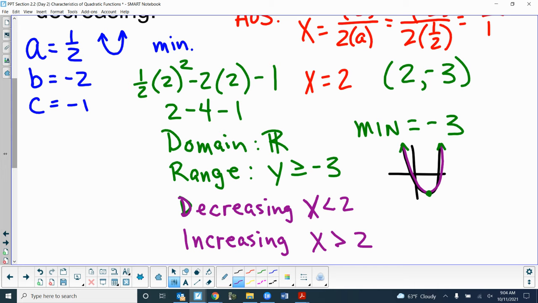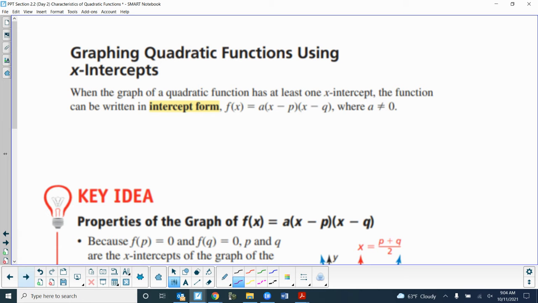Okay, kind of a lot of stuff there, but we had done a little algebra review earlier this year, which I hope has helped you. All right, one other way for graphing is using x-intercepts. Remember, x-intercepts are where the graph crosses the x-axis, right?